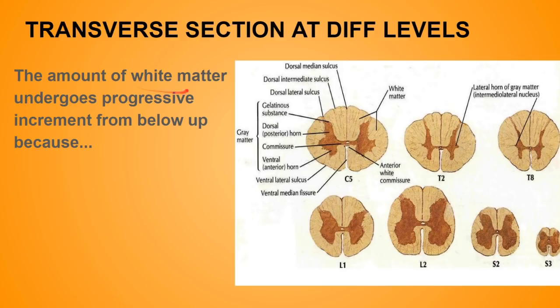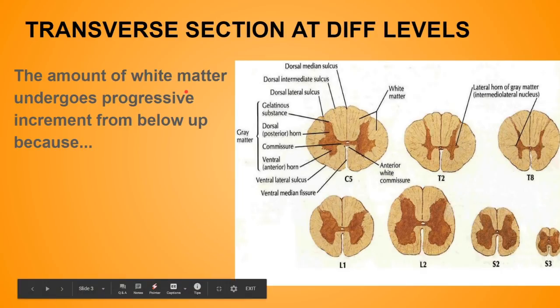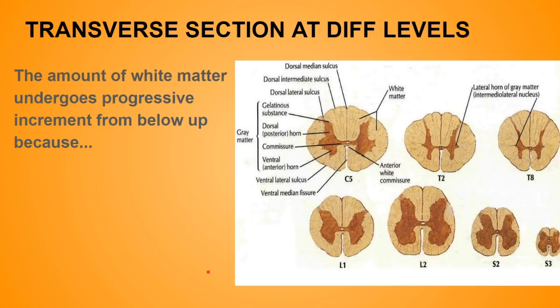Now the amount of the white matter undergoes progressive increment from below upward, meaning from the lower segments to the upper segments, the upper segments have a large amount of white matter compared to the lower segments. Why? Because there are mainly two reasons. Because progressively more and more ascending fibers are added to the cord from below upward.